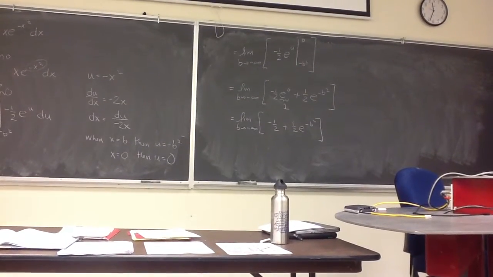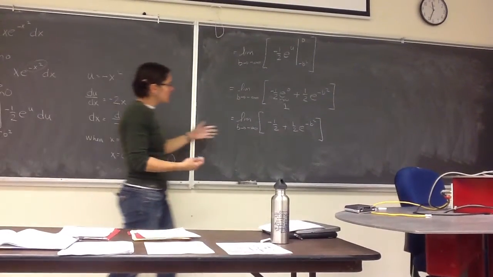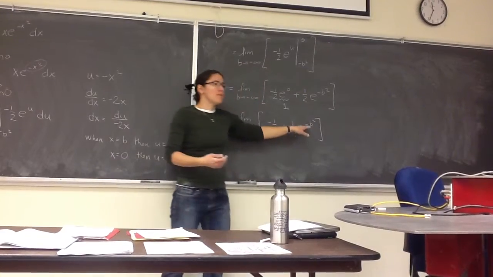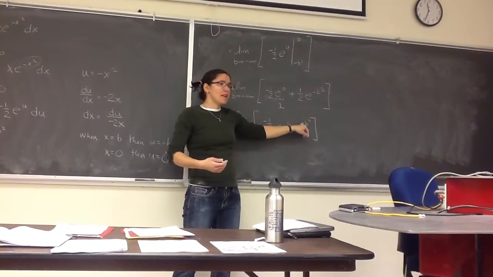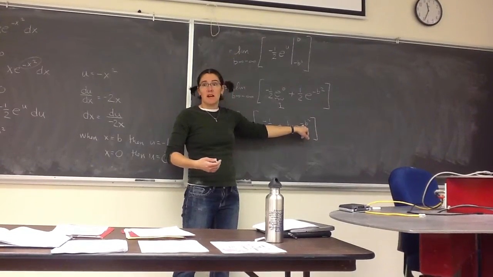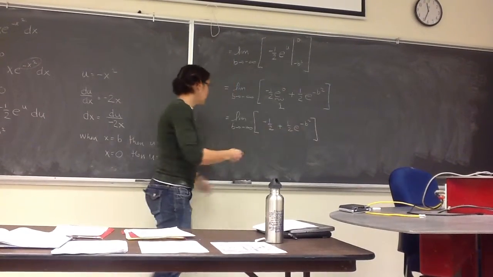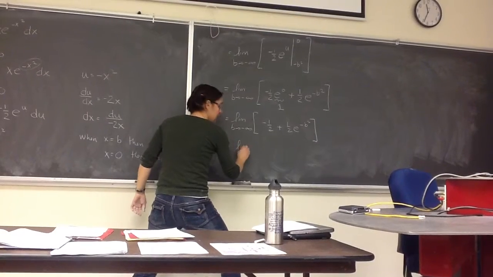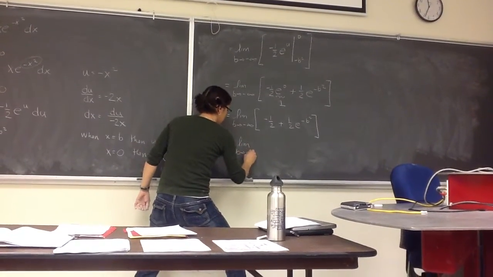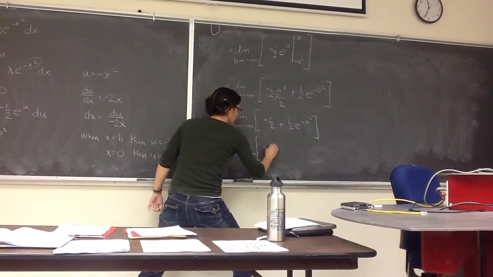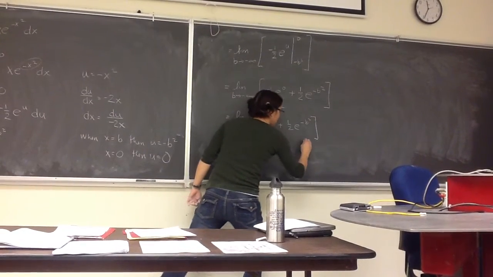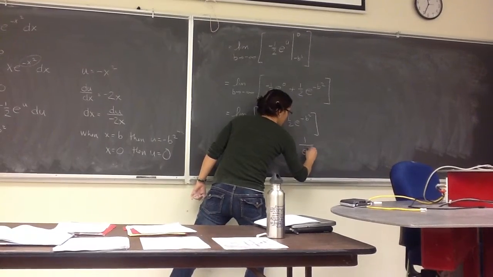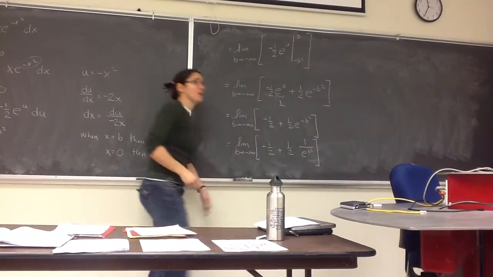Okay, so the next thing that I want to think about here is what's going to happen to the e to the minus b squared. That's the main part that we're interested in. Now, to analyze my limits, it's often a good idea to get rid of negatives in the powers. So I might rewrite this as the limit as b approaches negative infinity of negative 1/2 plus 1/2 times 1 over e raised to the b squared.